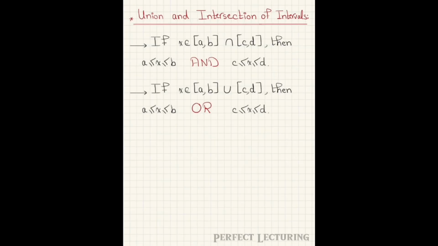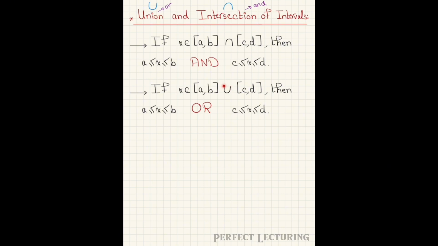We move on to the union and intersection of intervals. First of all, the sign of the union is the U shape, and the sign of the intersection is the inverted U shape. Union means or, and intersection means and. So if x belongs to AB intersection CD, this simply means that x must be between A and B, and x has to be between C and D. So x must satisfy both conditions.